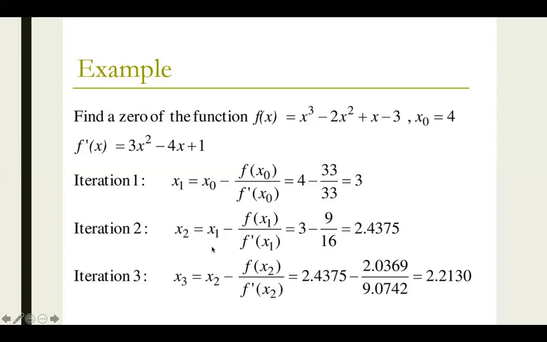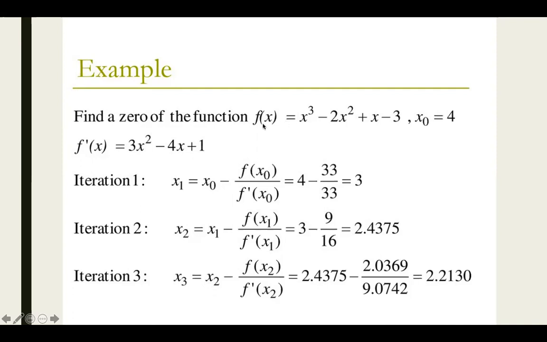So again in the next iteration we will find x2. Now instead of x naught it will be x1, and instead of f of x naught it will be f of x1. Okay, so again we will put the value of x1, that is 3, and calculate the function value at x1.